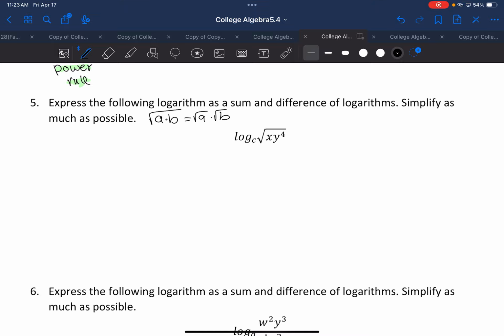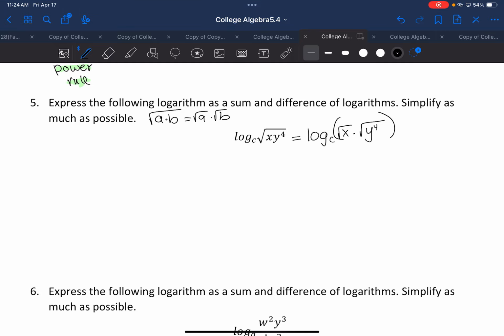So that's what I'm going to use, and that is the property we should be most familiar with, other than the other properties I'm thinking about to proceed in the other paths. So this is what I'm going to stick with. So this is equal to log base c of the square root of x times the square root of y to the 4th power. And so now I have a product in there, a product of two things inside of my log.